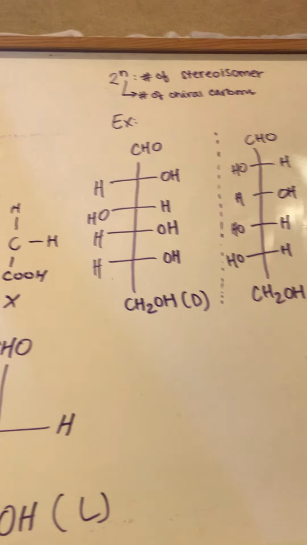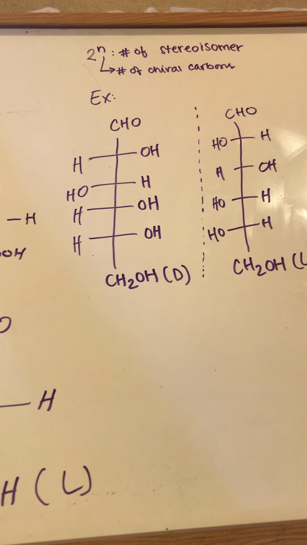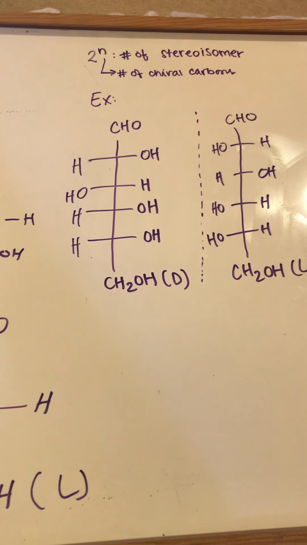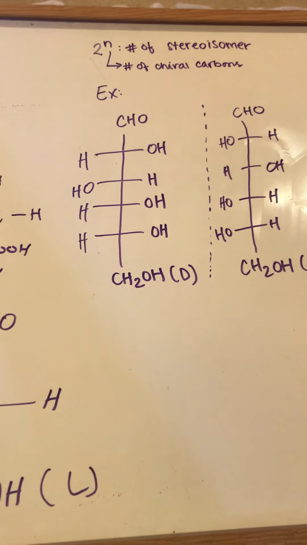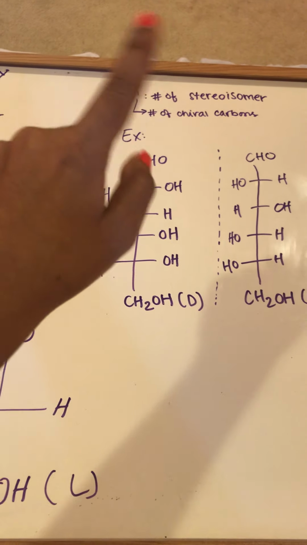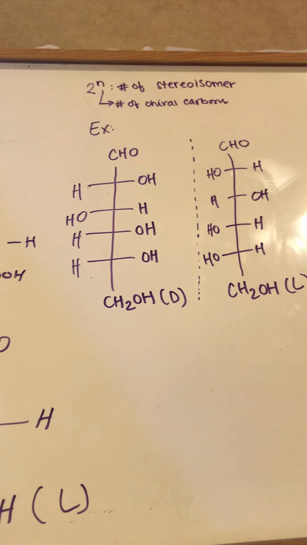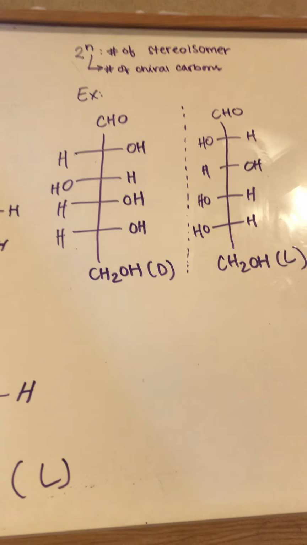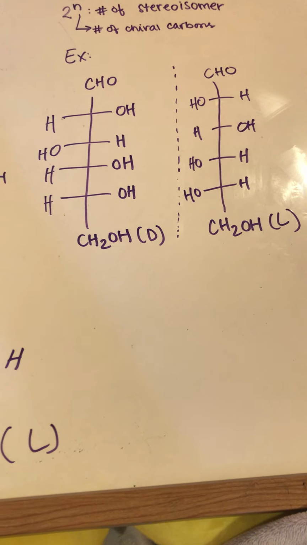So to determine the number of stereoisomers, you use this formula, 2 to the n, where n is the number of chiral carbons. So you would simply count the number of chiral carbons in a given molecule, make that the n, and put it in exponent form, and it'll give you the number of stereoisomers. Another example for enantiomers, I drew down here.